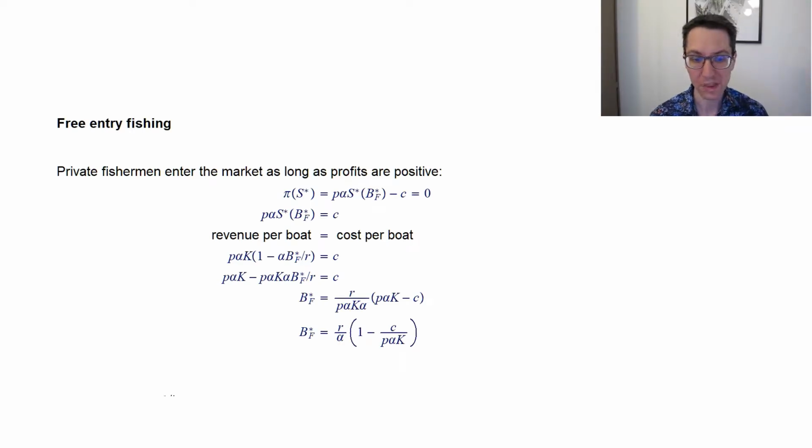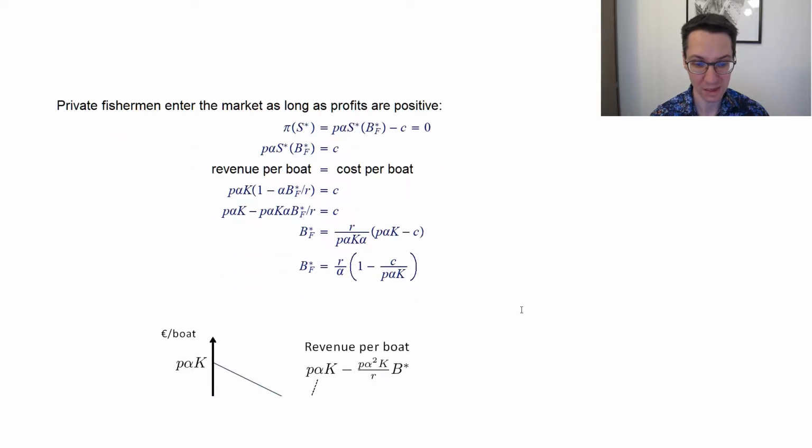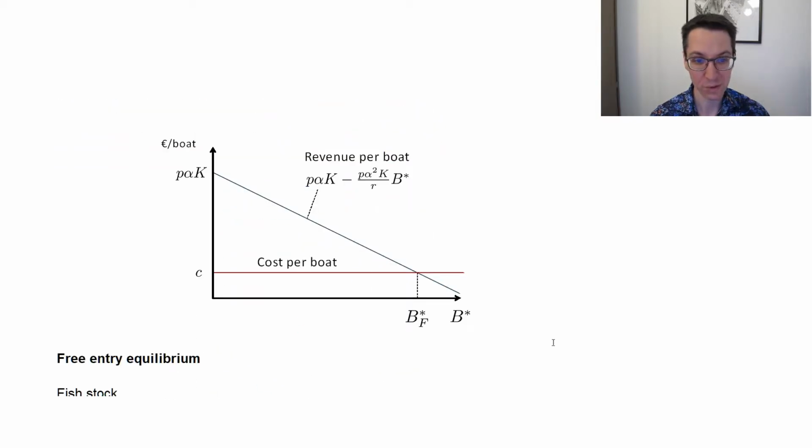Before interpreting our solution, I just want to show you graphically what we have just done. As a reminder, we set the revenue per bolt equal to the cost per bolt, and you can see that the revenue per bolt is a function of the number of bolts in the ocean. Graphically, it looks like this. The revenue per bolt function is P alpha K minus P alpha squared K over R times B star, the steady state number of bolts, and the cost per bolt is C.